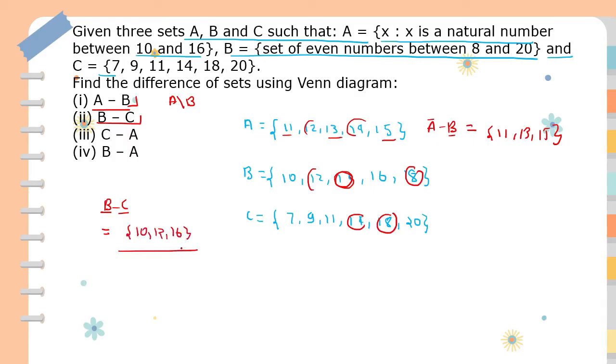So you have to keep your concentration high while solving this type of problem. B minus C means all those elements which are in B but not in C. 14 and 18 were in C, so we will exclude these. So you have to do these two questions. I have done these two questions, so basically you have to solve them.